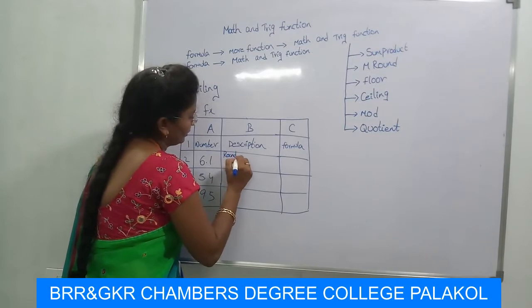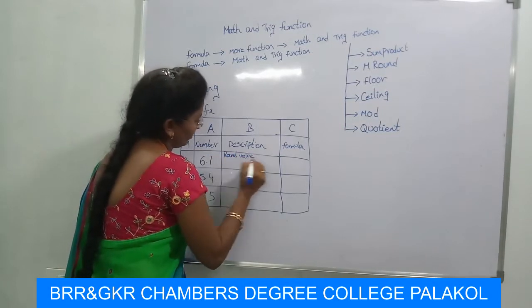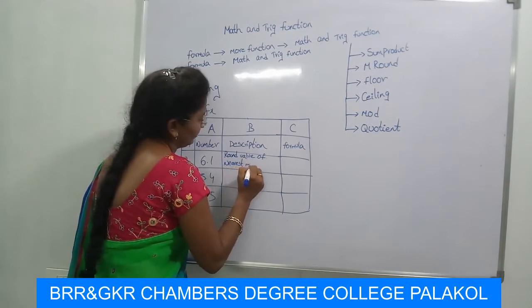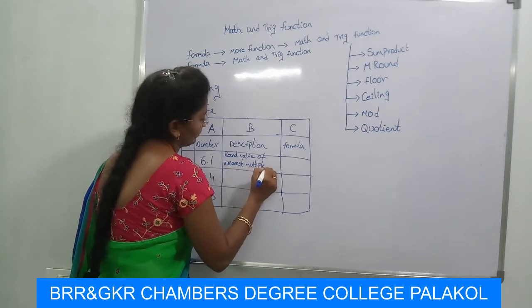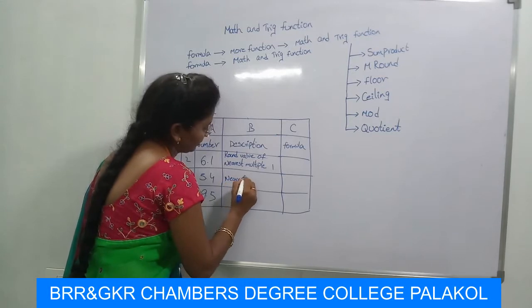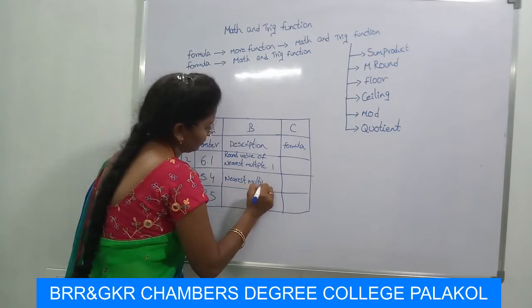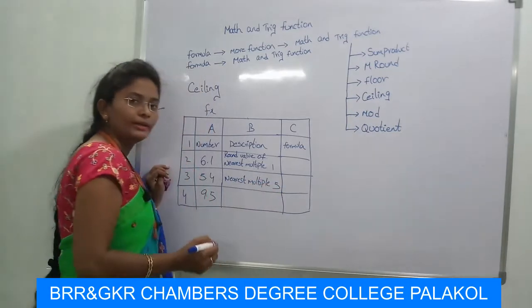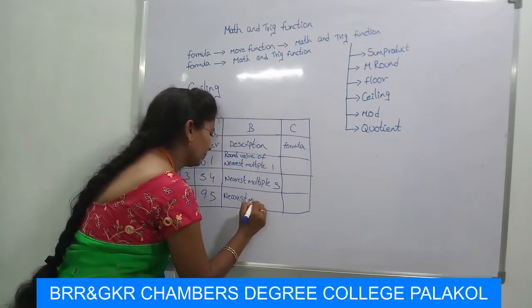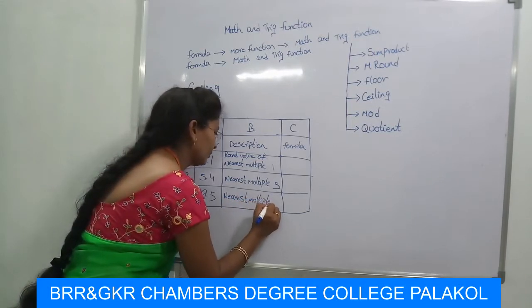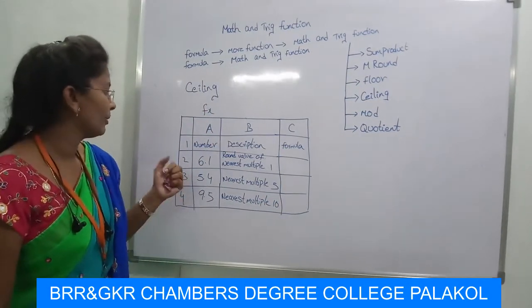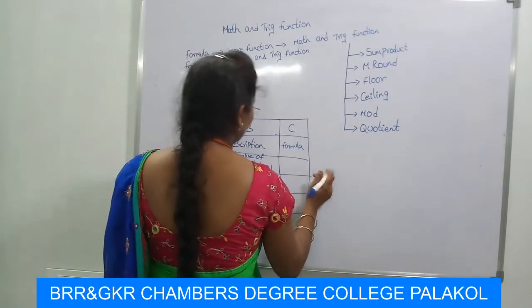Rounded value of nearest multiple is 1, same nearest multiple is 5, and the nearest multiple is 10. And I have to enter some formula. I have to enter the formula for this section. Here I am entering the formula.